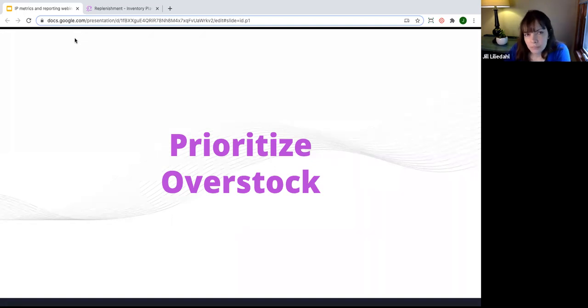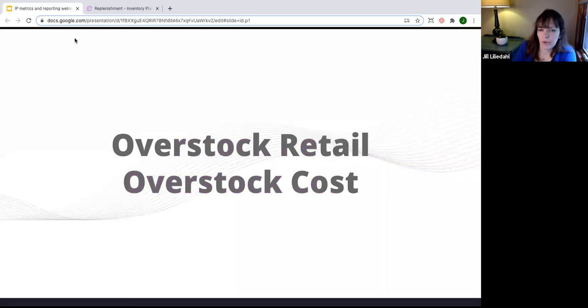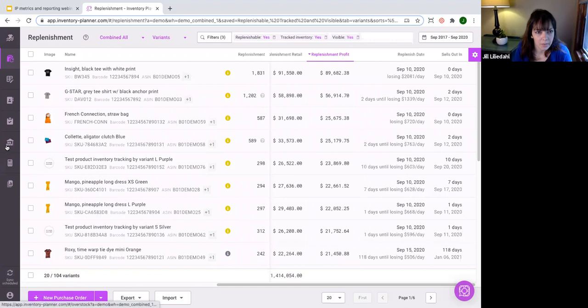So a couple key metrics to look at with overstock are both overstock retail and cost. This means the retail value of all the units that are overstock as well as the cost value. And the reason I say looking at both of these is because often, not always, but often, getting rid of overstock means discounting. So it could be that the actual money we'll get out of these items is somewhere in between the retail and the cost values. So within Inventory Planner, we're going to come here to the overstock report.